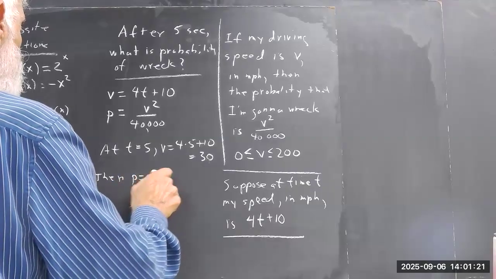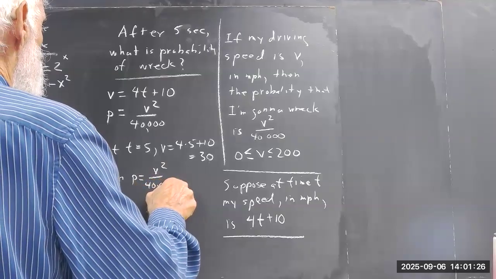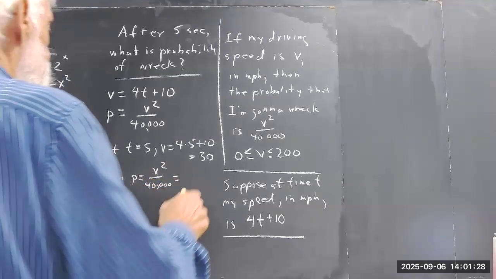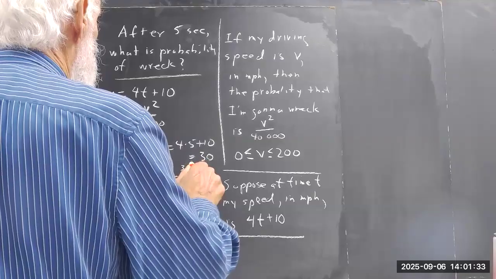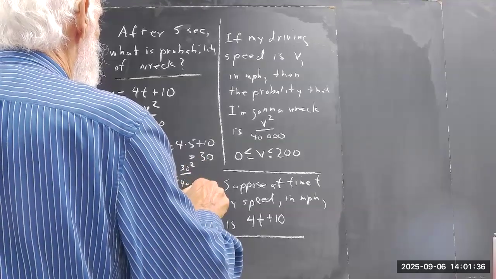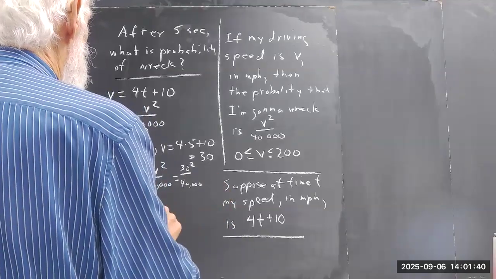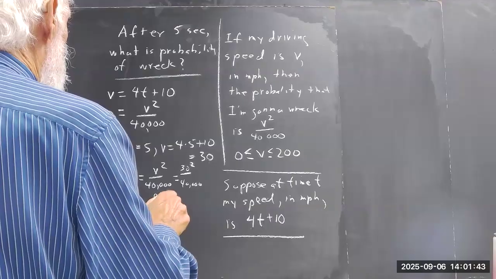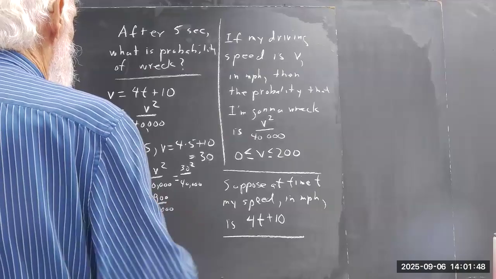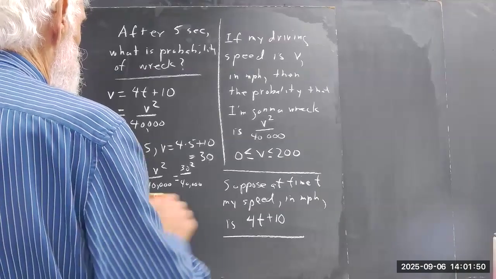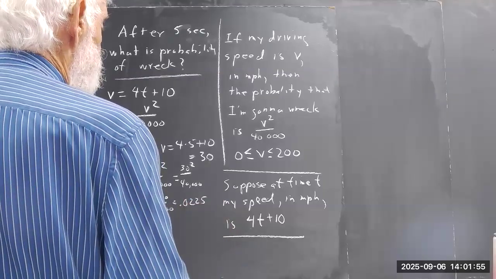Then the probability is b squared over 40,000, which is 30 squared over 40,000, which equals 900 over 40,000, which equals 0.0225.